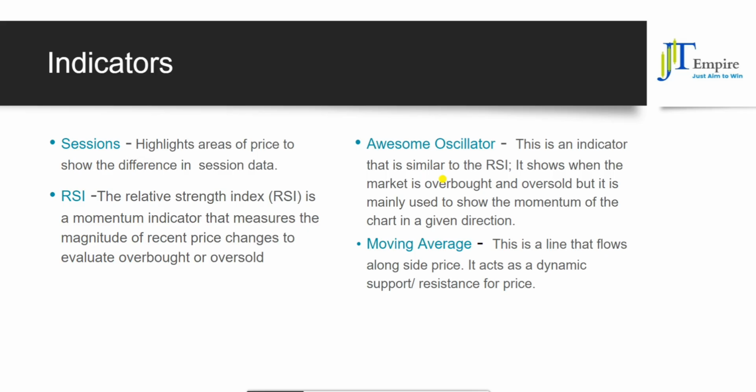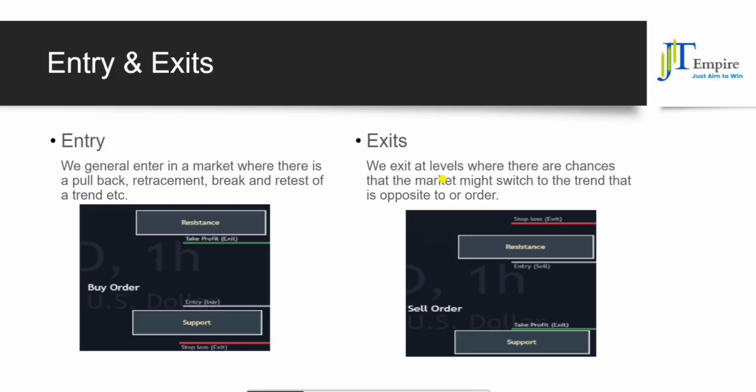The moving average now, this is a line that flows alongside price on a main chart. This acts as a dynamic support and resistance for price, right? It's the average movement of each candle and it's following price.